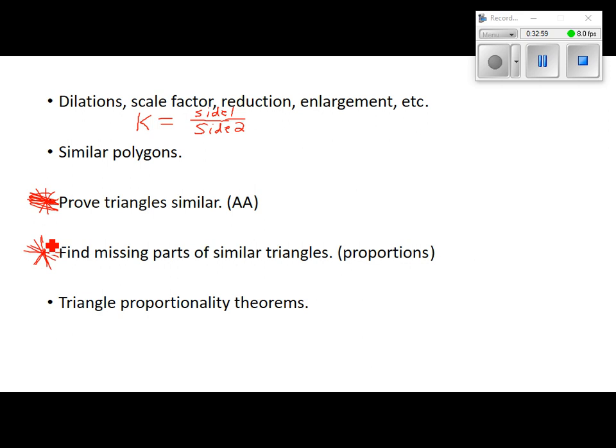I'm not going to make you prove triangles are similar. I'm going to tell you that they're similar, and then once you know that they're similar, be able to find the missing parts of it. And that's by setting up proportions, cross-multiplying and solving, and using any of those triangle proportionality theorems that we dealt with.